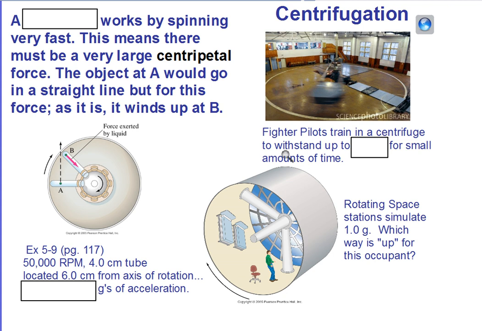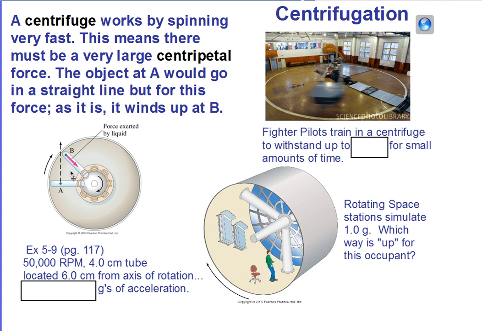So we now look at some examples related to circular motion that involve centrifuges. A centrifuge works by spinning super fast. This means that there must be a very large centripetal force acting. The object at A would end up traveling along a straight line, except for that inward force produced by the end of that test tube, if you will. So that inward force pushes the object inward so that it travels away from its straight-line path.